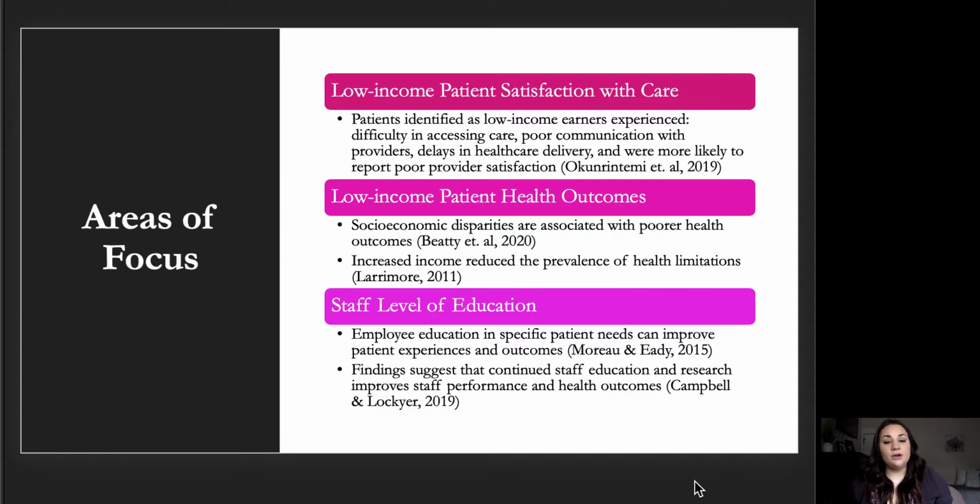And lastly, we're going to be looking at the staff level of education. Employee education that is specific to patients' needs can actually improve patient experiences and outcomes. And there are some findings that suggest that continued staff education and research improves not only patient health outcomes, but also overall staff performance.